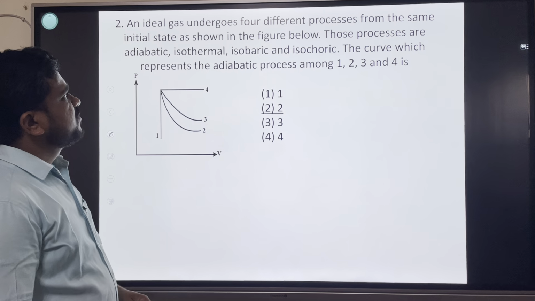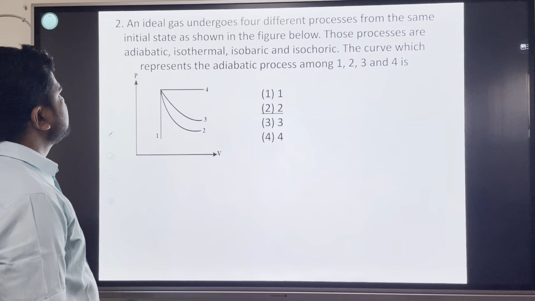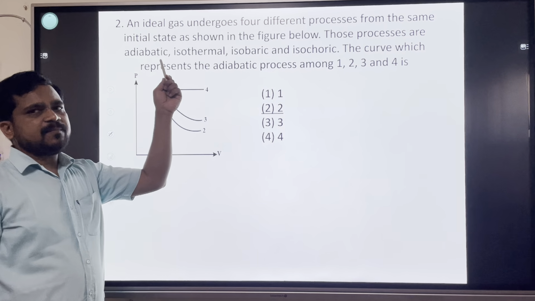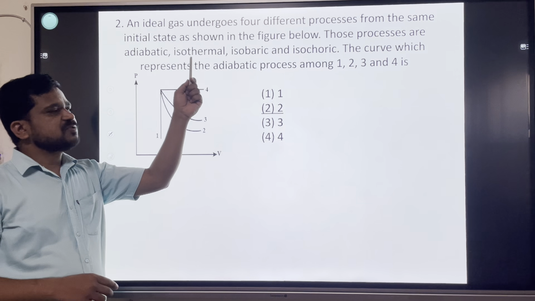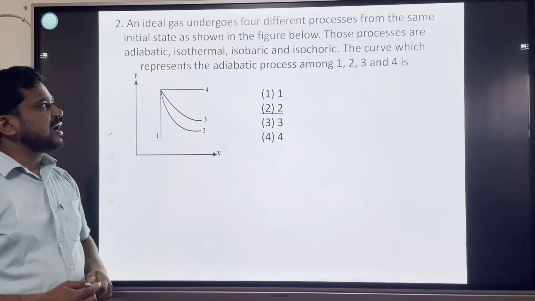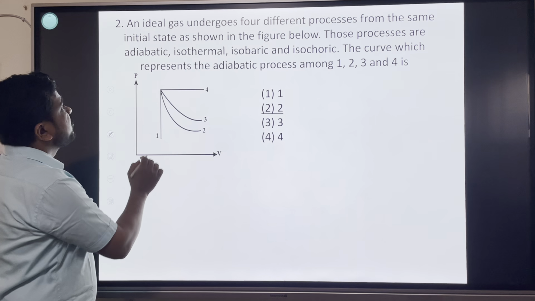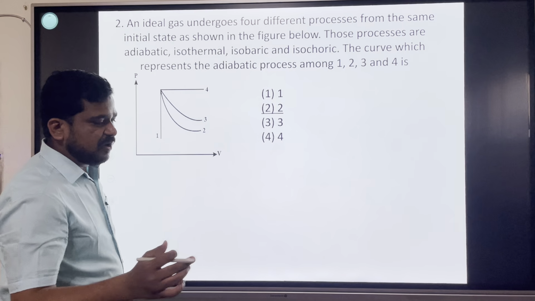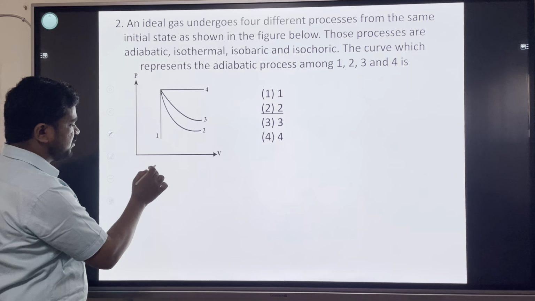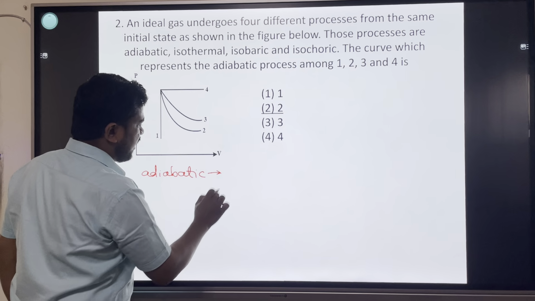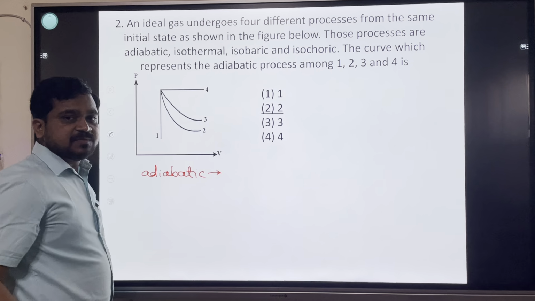An ideal gas undergoes 4 different processes from the same initial state as shown in the figure below. These processes are adiabatic process, isothermal process, isobaric process, isochoric process. First of all, we will see what these processes are. Adiabatic process means the process which undergoes if there is no exchange of heat.